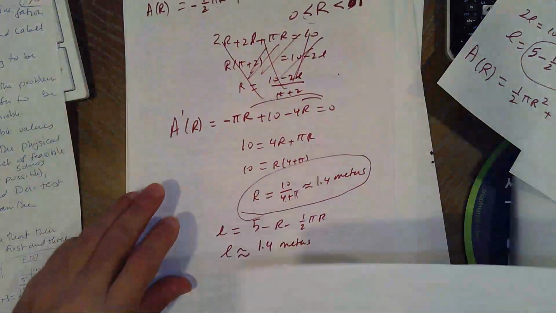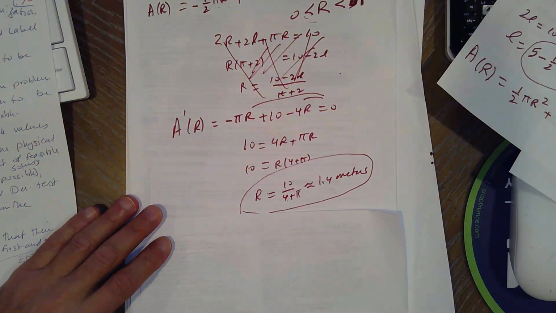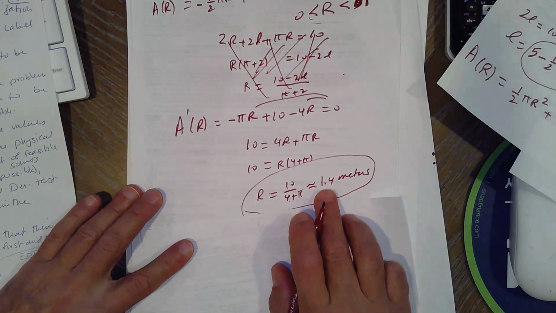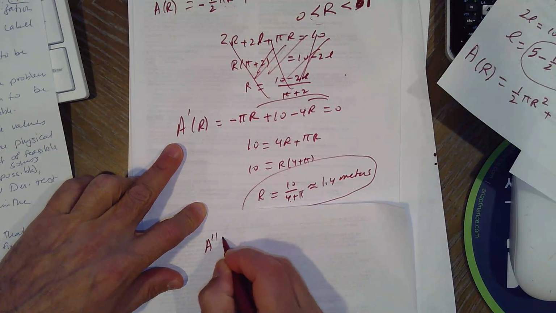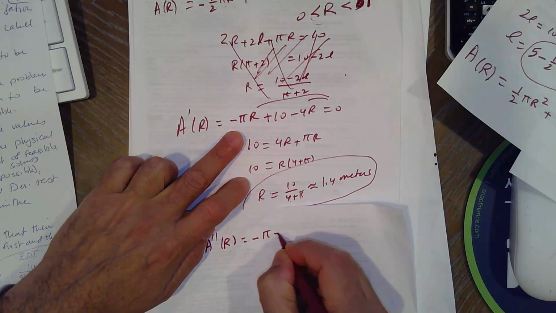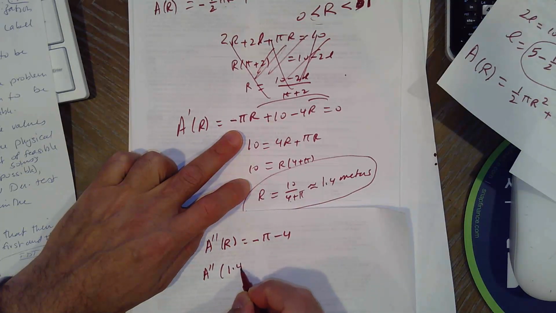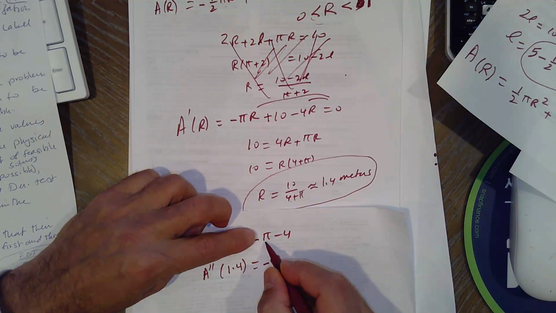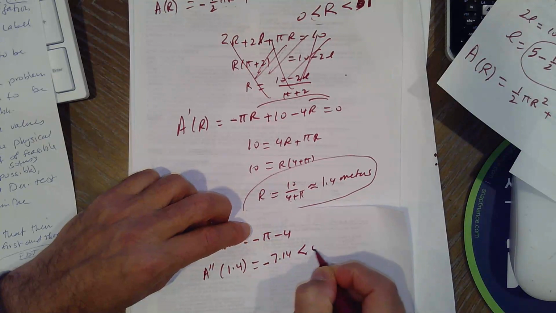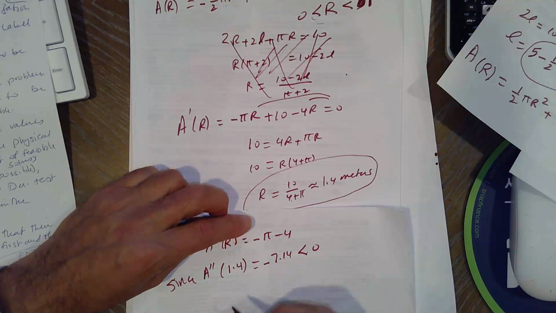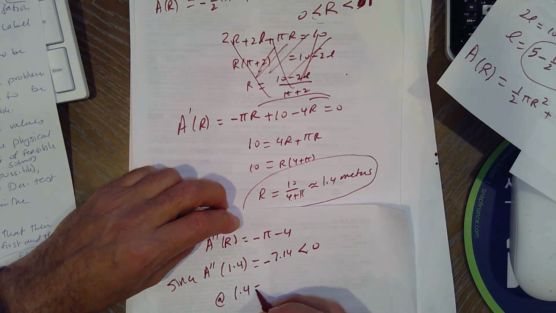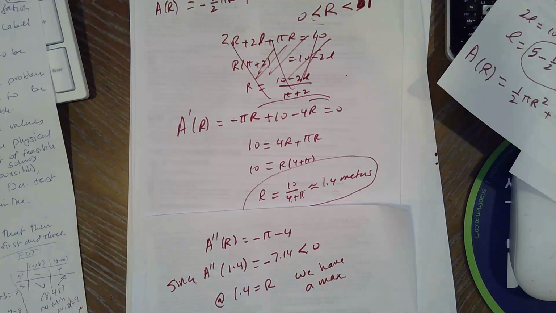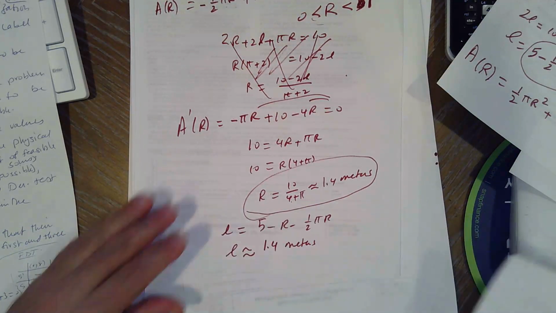Now, if you want to use calculus to prove it, you can still do the first derivative test, but the easiest way is the second derivative. Look, the critical value is 1.4. So you do the second derivative, which is negative pi minus 4. Usually you do the second derivative at 1.4, and it's negative, right? Because it's independent of R. So this is like negative 3.14 or 0.14. So since the second derivative at 1.4 is negative, at R equal 1.4 we have a maximum. All right.